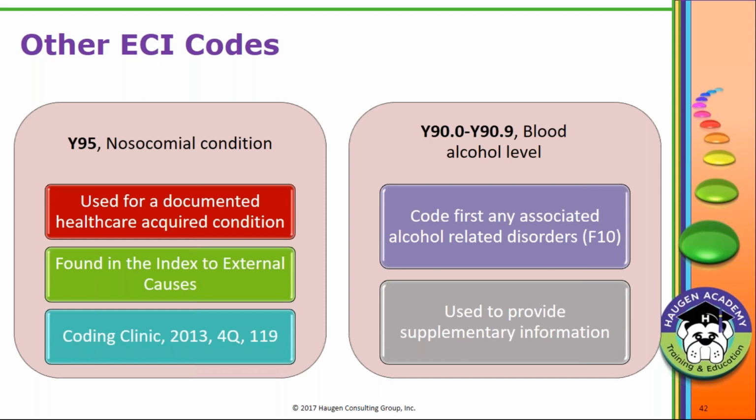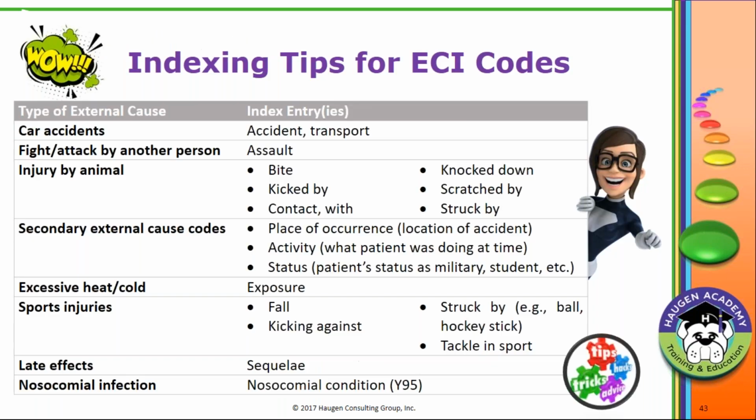We also have codes for blood alcohol level Y90, and there is a note before that to code first any associated alcohol-related disorders from category F10. This isn't something that we're just going to report out of the blue. There should be some type of intoxication or alcoholism associated with that in order to code that. And this is just providing supplementary information on the patient.